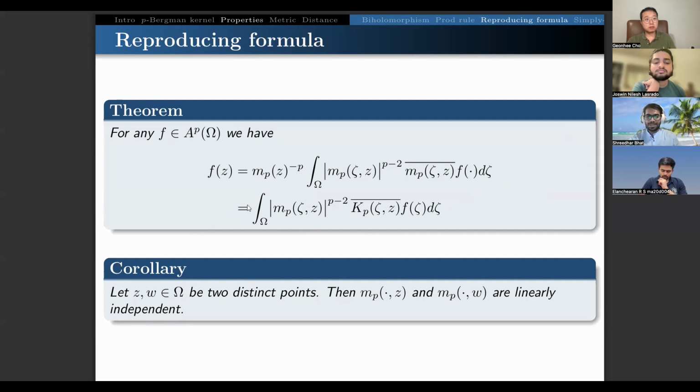So using this, you can see that M_p of the minimal function at z and the minimal function at w are linearly independent.